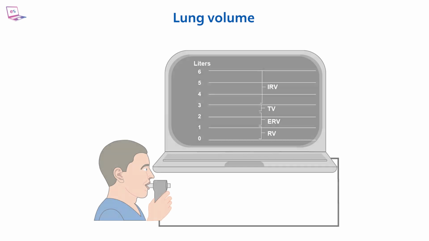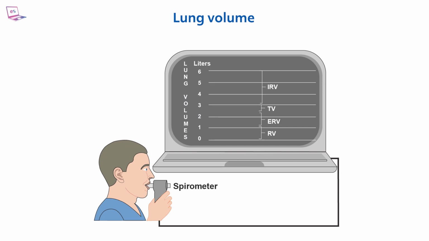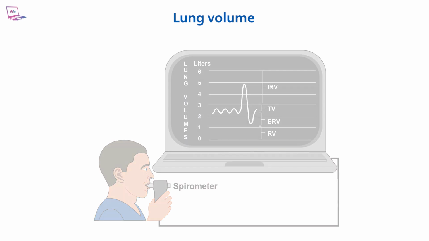The amount of air that can be inhaled into the lungs in one breath is called the lung volume. It can be measured using a device called a spirometer, and the values are plotted on a graph called a spirogram. A spirometer is also used for finding the cause of shortness of breath.